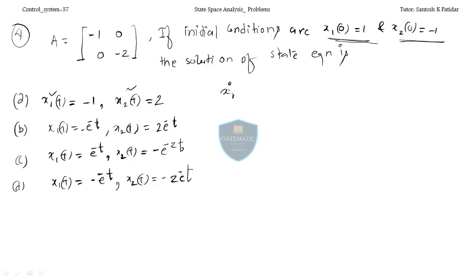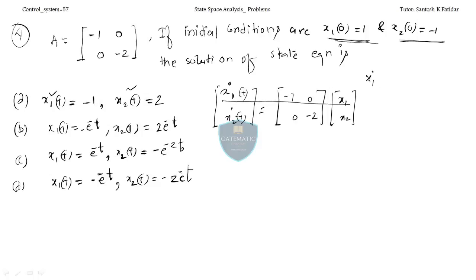See, the state equation is nothing but, for this x1 dash t, x2 dash t, it is your A, which is given as minus 1 0 0 minus 2, multiplied with x1 and x2. The initial conditions are given, so we'll use them. No input parameters are given, so this is our state equation. Now what is x1 dash? x1 dash t, the derivative of this, is nothing but minus x1 t, isn't it? So now can you take the Laplace of this?